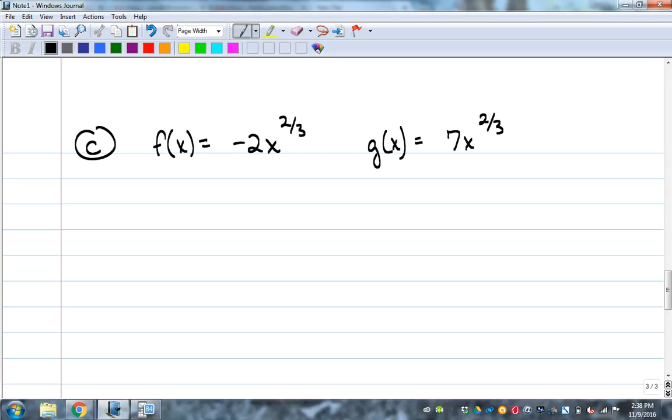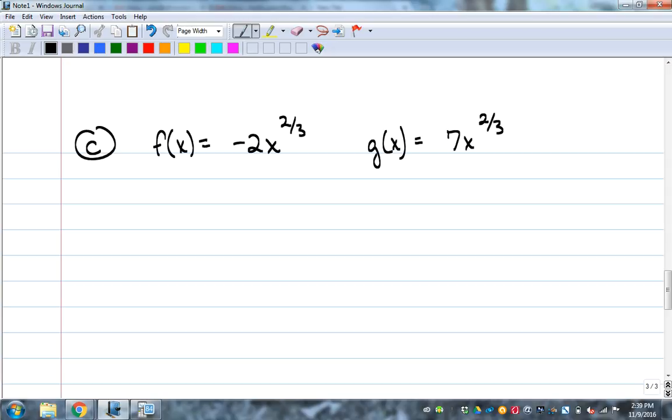On this one, are there any restrictions? I got a fraction exponent, but the denominator is what kind of number? Well, the bottom is not a negative number, it's an odd number. The denominator there is 3. It's an odd number. Can we take the cubed root of a negative number?